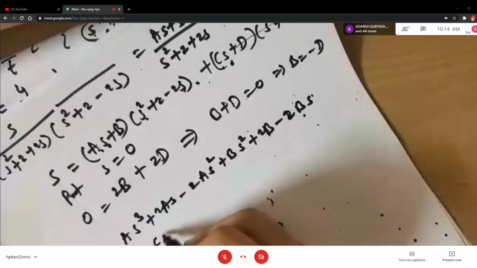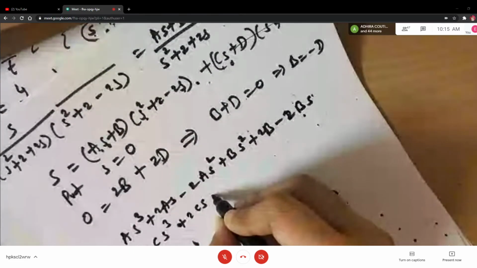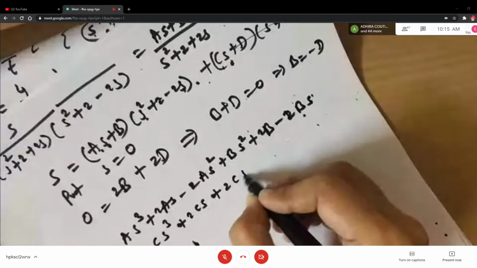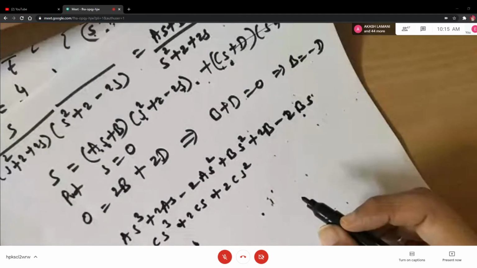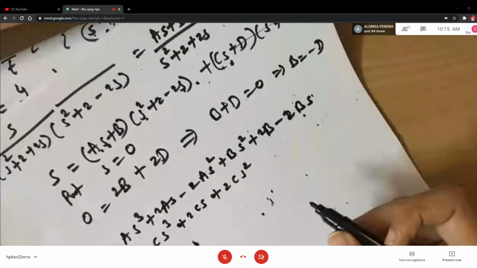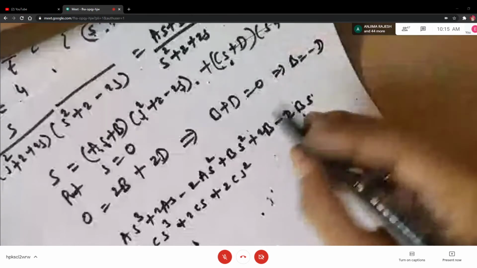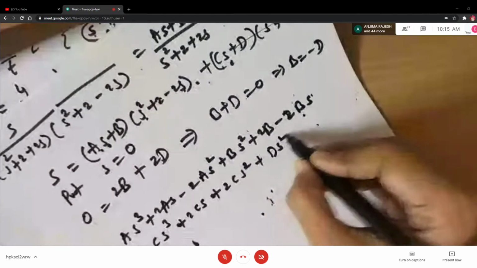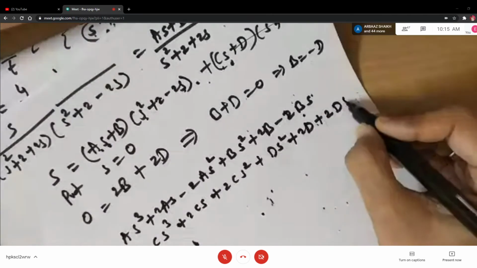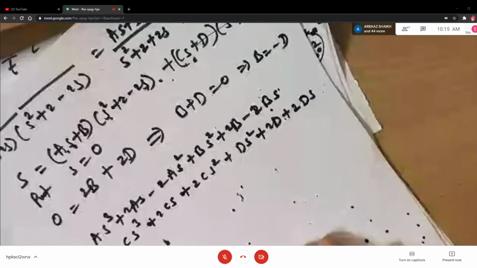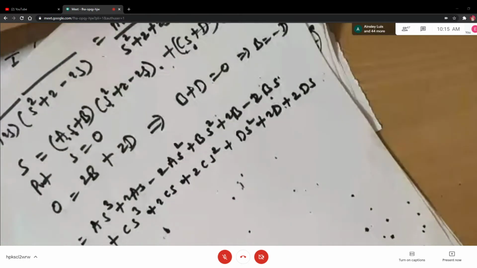That is cs cube plus 2cs plus 2cs square. Tell me if I am going wrong somewhere in multiplication and all. Cs cube plus 2cs plus 2cs square. Then multiply by d. D square plus 2d plus 2ds. So this is the task of opening the brackets.